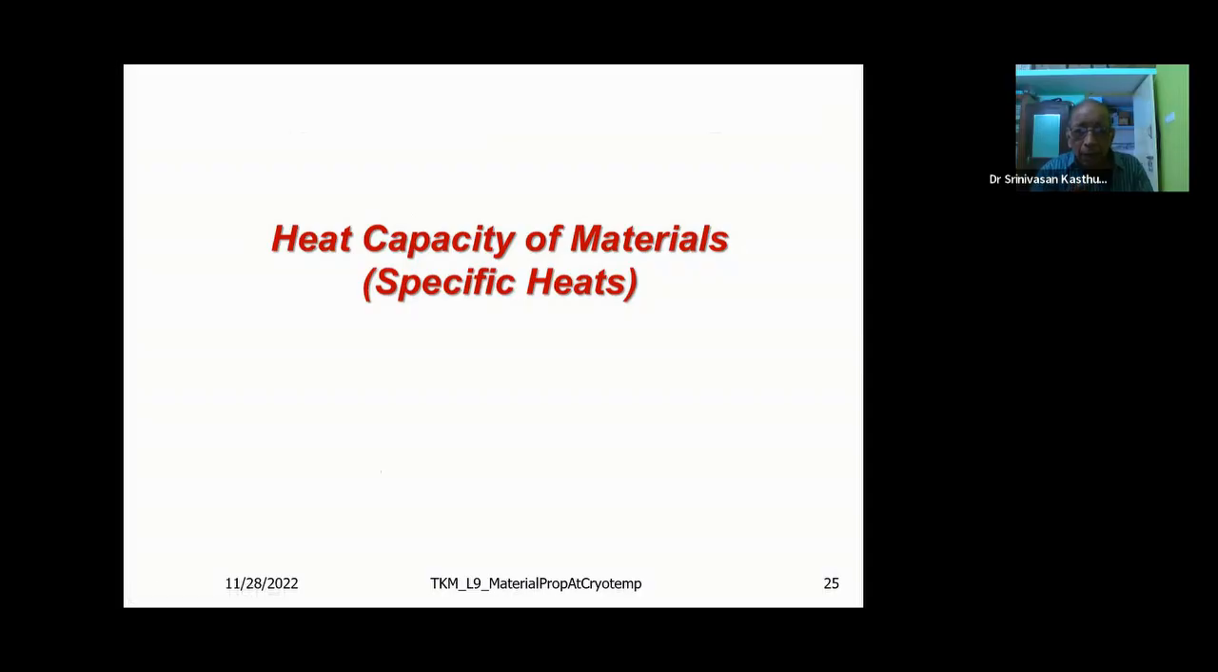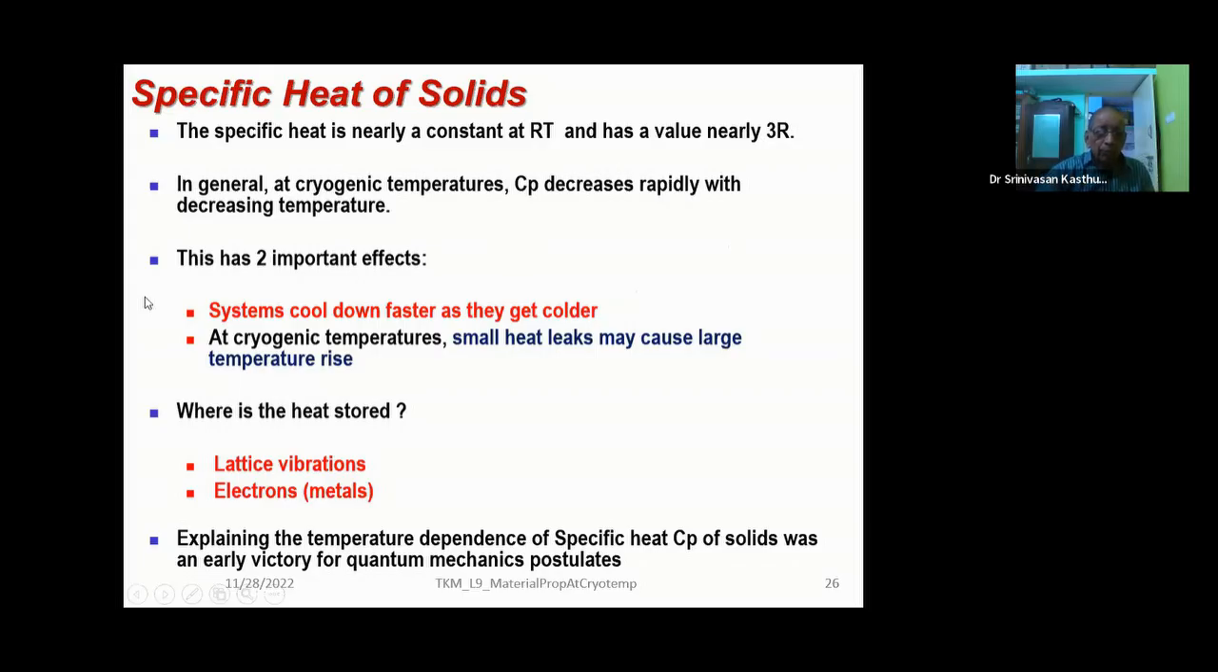Okay, let's come to the heat capacity of the materials, what is called specific heats. We understand what is specific heat. This we have discussed even earlier, but I'll try to explain now. If you take a solid, nearly at atmospheric pressure and at room temperature, the solid has what is called a specific heat.